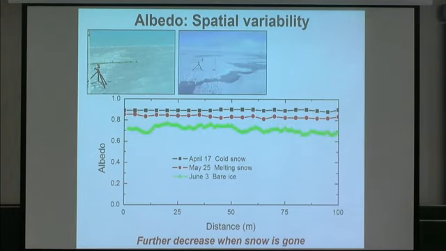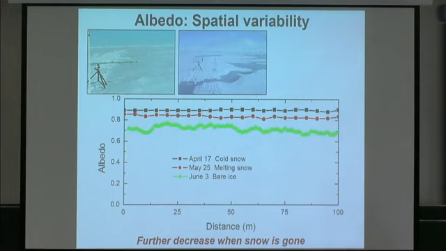So then we come back another few weeks later, and the snow's all gone. And now what we have is bare ice, a couple of melt ponds just starting, and again, we see another drop in the albedo. We're starting to see some spatial variability due to the fact we're starting to see a couple of melt ponds. And again, we can look at this and explain it.